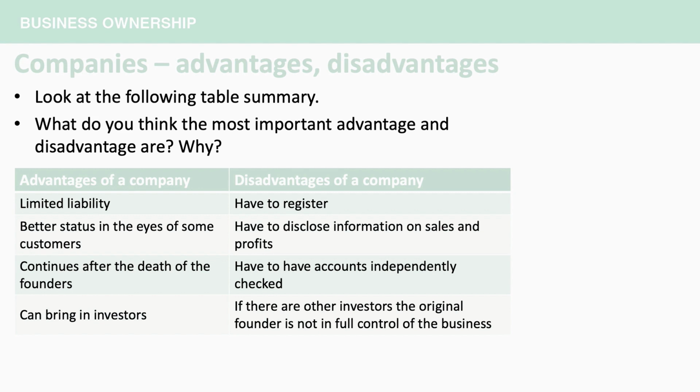Now, the disadvantages of a company. There is a lot more paperwork, so you have to register the company with Companies House. You must disclose information on sales and profits, and you have to have the accounts independently checked. Also, if there are other investors, the original founder is not in full control of the business.